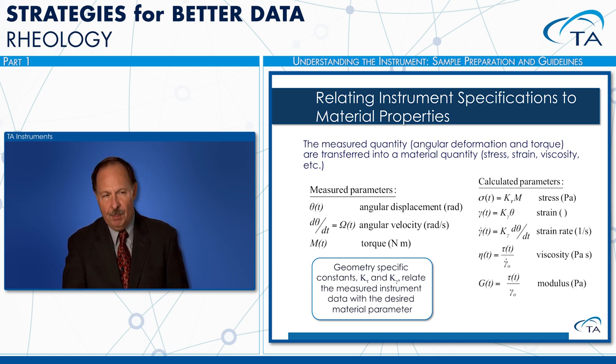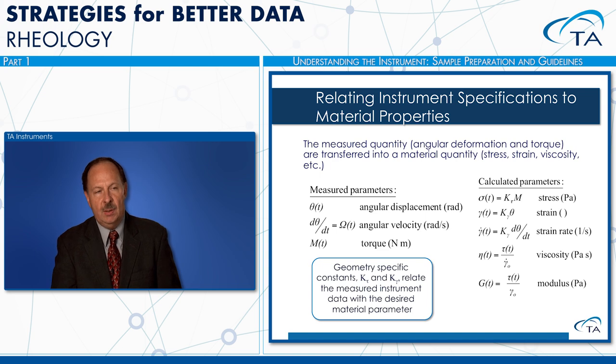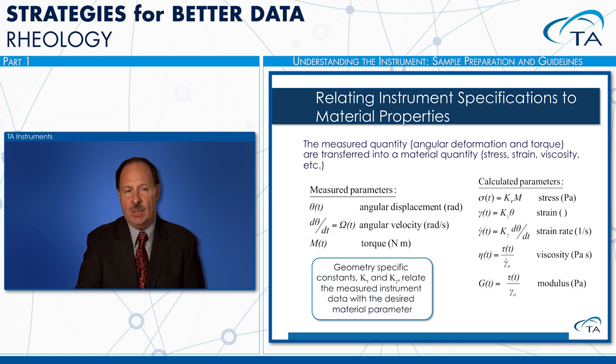So the parameters we're going to be working with are the angular displacement, and we'll give that in radians. The angular velocity is the change of the angular displacement with time, and we'll denote that with the Greek letter omega. And in this case, we're using the letter M to denote the torque. So what we will do is we will find these appropriate factors to multiply the torque to get the shear stress. We will multiply the angular displacement by an appropriate factor to calculate the strain.